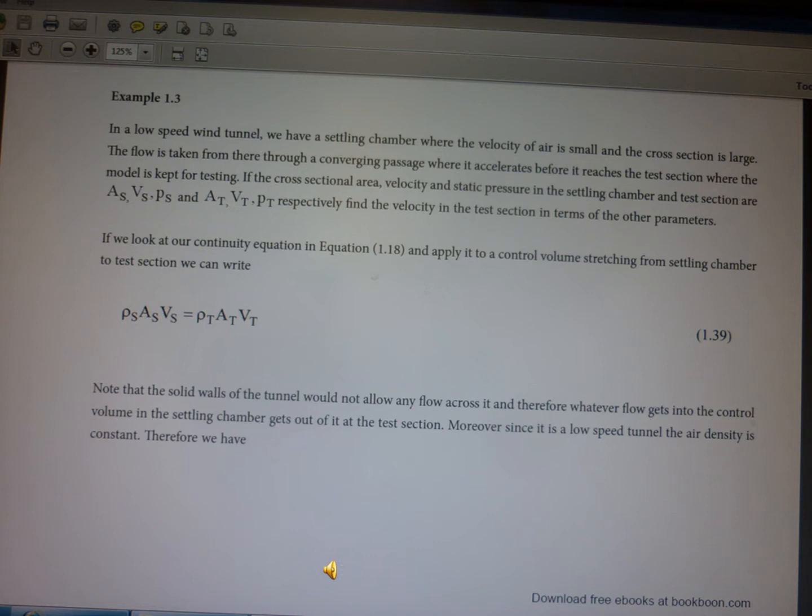If we look at our continuity equation, we can write down the equation rho S AS VS equal to rho D AD VD. Note that the solid wall of the tunnel will not allow any flow across it, and therefore whatever flow gets into the control volume in the settling chamber gets out of it in the test section.